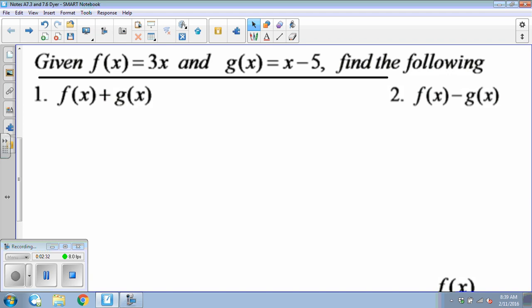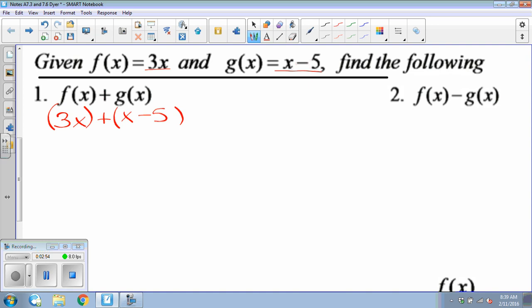First, we have to add the two functions together. So we replace f of x with what they told us it is. So f of x is 3x. So this is 3x plus, and then whatever g of x is. Well, g of x is x minus 5. That's 3x plus x minus 5. And when you're adding and subtracting, all you're basically doing is combining your like terms. So we just have to simplify that. This is just 3x plus x minus 5, so that's 4x minus 5. So that is your answer.